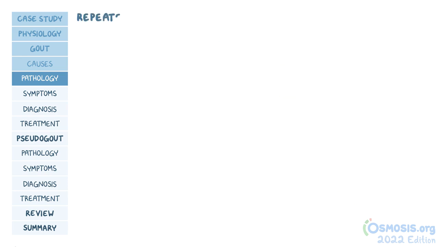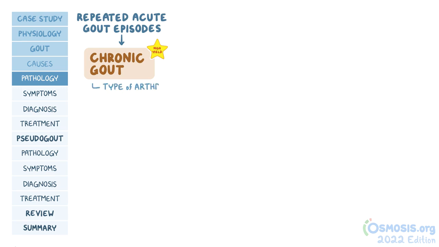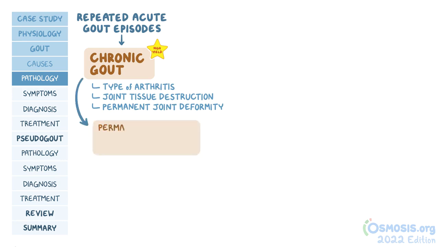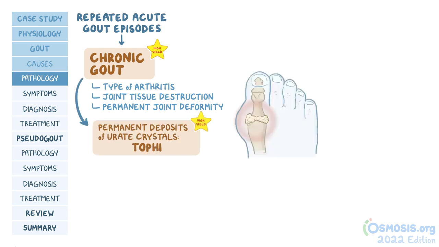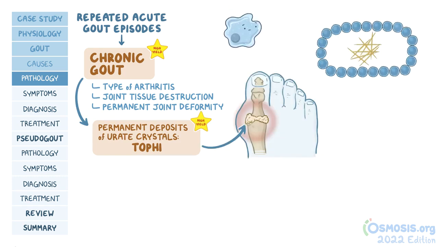Over time, repeated acute gout episodes can develop into chronic gout, which is a type of arthritis with joint tissue destruction and permanent joint deformity. Chronic gout can eventually lead to permanent deposits of urate crystals, called tophi, which form along the bones just beneath the skin. Microscopic tophi can be walled off by a ring of proteins, which blocks their interaction with immune cells and therefore do not trigger an inflammatory response.